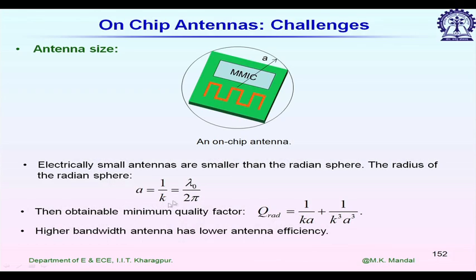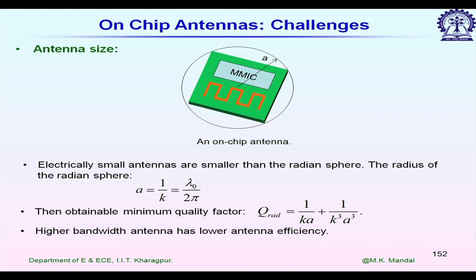With this, let us first define a few parameters, then we will see the problems and what the remedies are. The first one is the antenna size. At lower millimeter wave frequencies, the available area for antenna integration will always be smaller than the wavelength. So, we have to use an electrically small antenna. Now, how do we define an electrically small antenna? Let us say the antenna can fit inside one radian sphere, where the radius of the sphere is given by a, defined as 1 by k in free space. So, that means k is 2 pi by lambda naught. And now, if the antenna size is smaller than this a, then we call it an electrically small antenna.